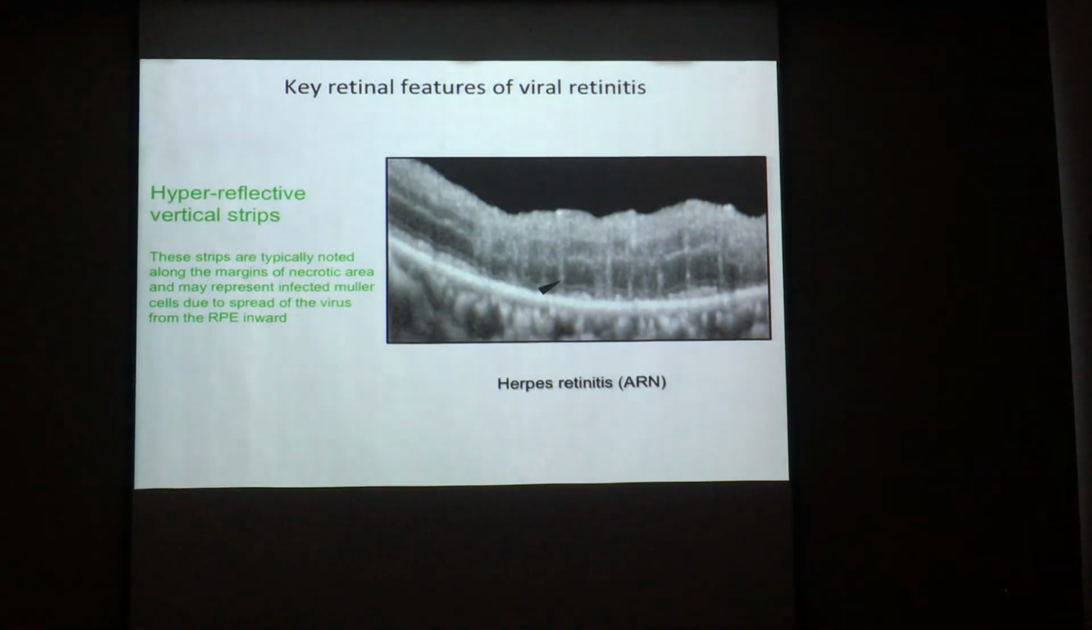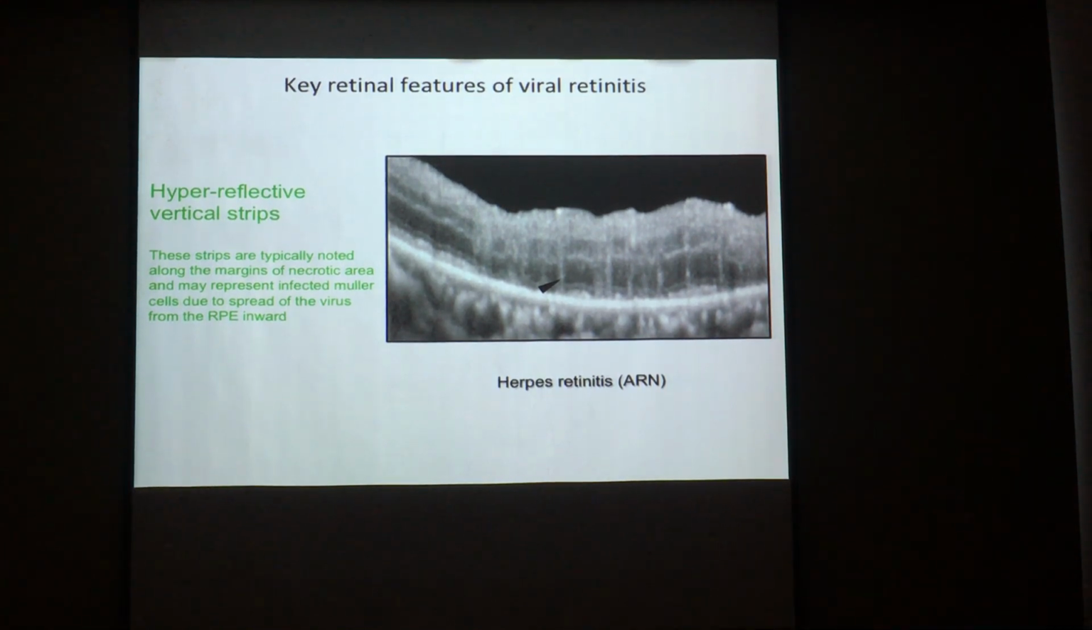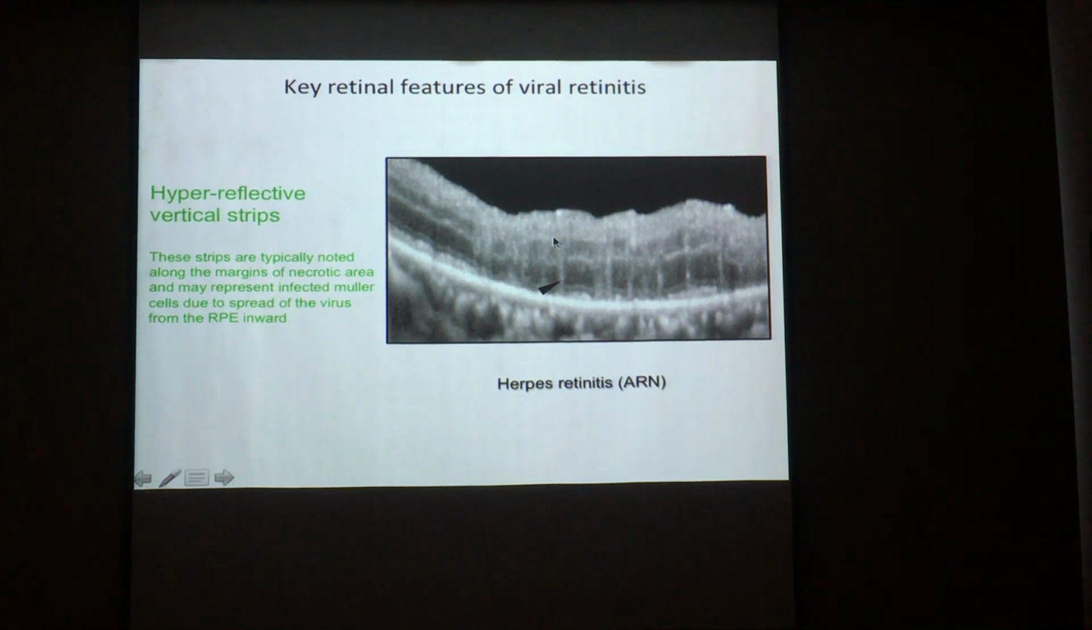So here is, again from the same paper, some very interesting information: these are hyperreflective strips which have been seen in patients, and are not seen in any other necrotizing retinitis except in patients with viral retinitis, herpes simplex or VZV. And these are speculated to be the Müller cells, through which the virus is spreading into the retina. Anyway.